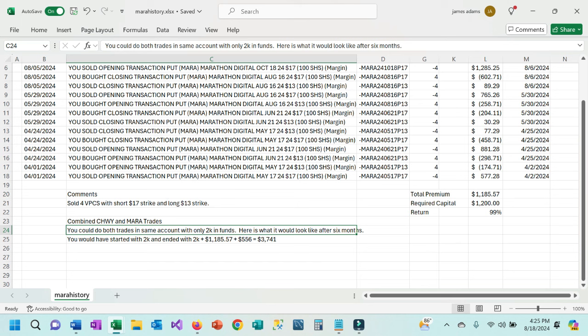So if you could do both trades in the same account with only $2,000 in funds, and you did use four contracts, this is what you would make. You would have started with $2,000 and added $1,185.57 and then the $556 for Chewy, and you would have come out with $3,741. So nearly doubling the account in not even 6 months. I do mention 6 months, but for here, it's more like 4.5 to 5 months. And then with Chewy, it was literally only 2 months, not even 2 months.